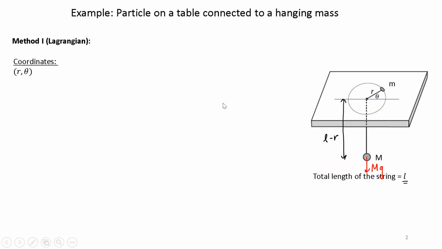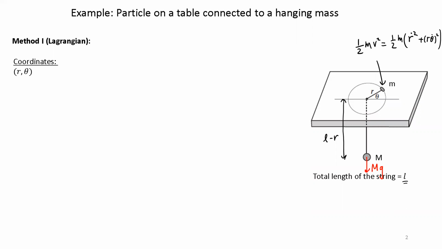So kinetic energy, right? Since we use polar coordinates, of course this one is 1/2 mv squared, and the v squared is written as r dot squared plus r theta dot squared, right?